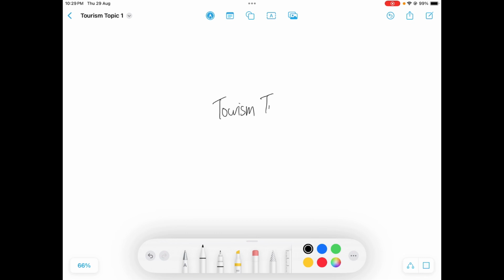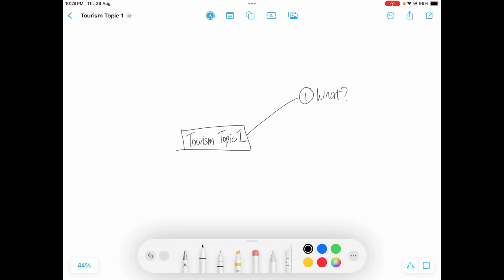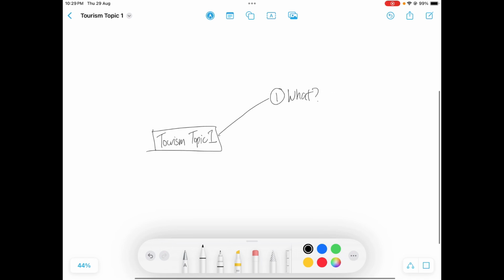Alright, today we're going to be doing tourism, topic 1. Right, so for tourism topic 1, we're mainly looking at a few things. Firstly, we're mainly looking at the what part, okay? What is the tourism system?